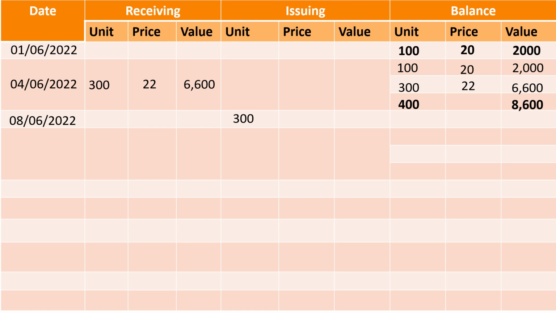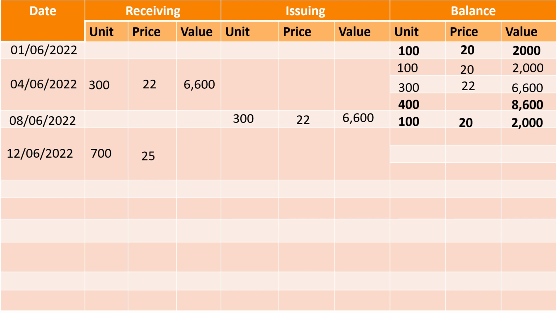Now on 8th of June, they have issued 300 units. So now what is the price? Here you have to remember, since this is last in, first out, we have to go for the latest price, which is 22. So the value would be 6600. So the remaining balance would be the opening stock value.